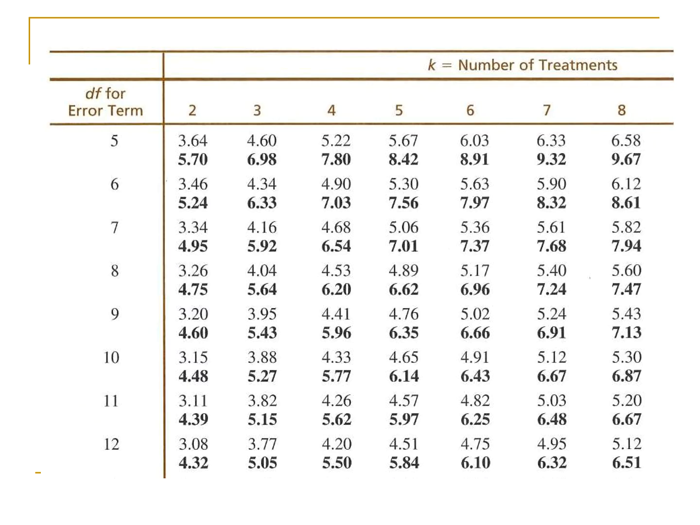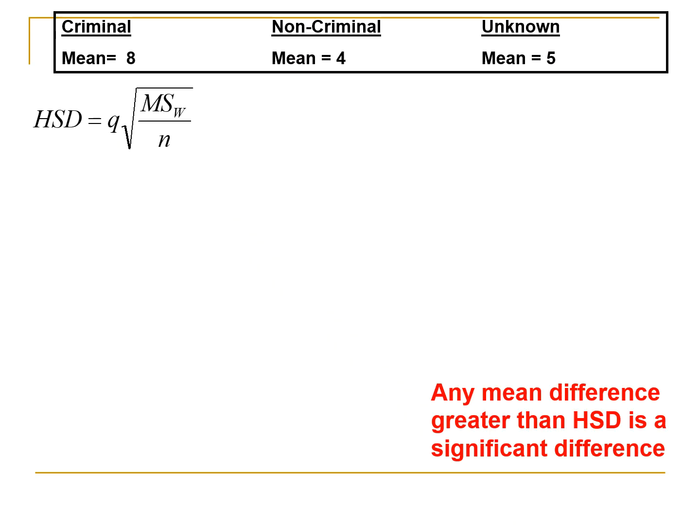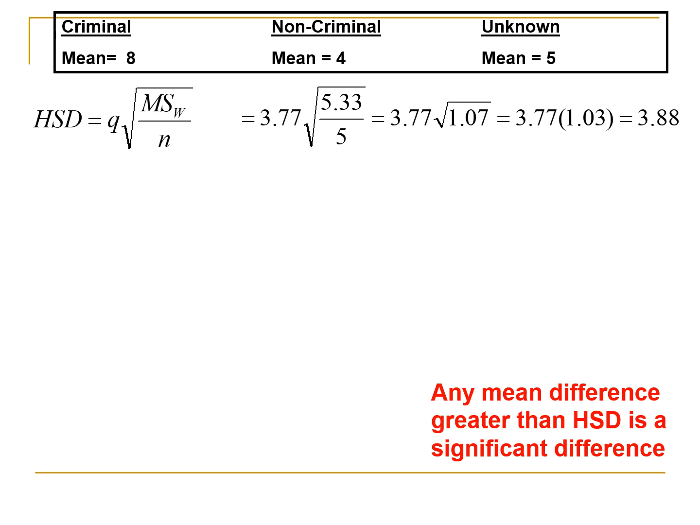So in this particular case, once again, we had 3 different groups, so k, the number of treatments, was 3. The degrees of freedom for error is 12. It tells us 3.77. That is our Q. So we're going to go to a chart to get the Q. Once we have Q, we're just simply going to put that into the equation. So we have the Q, 3.77.